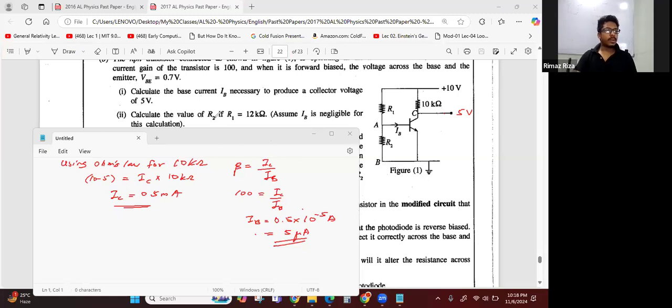Okay, calculate the value of R2. If R1 is 12 kilo ohm, assume IB is negligible for this calculation.